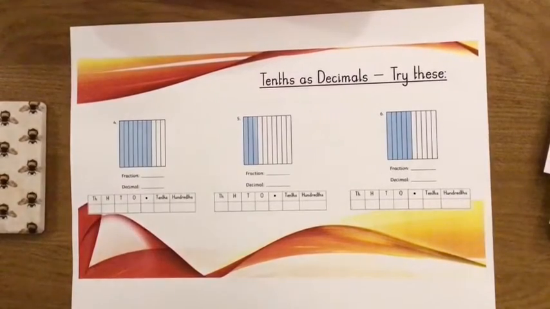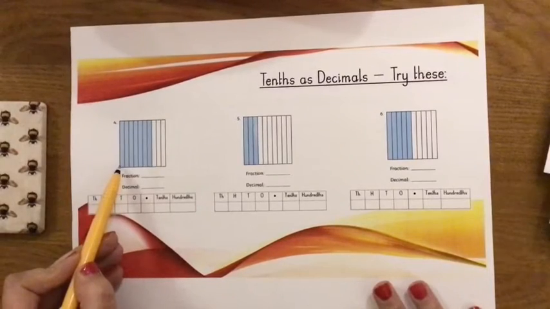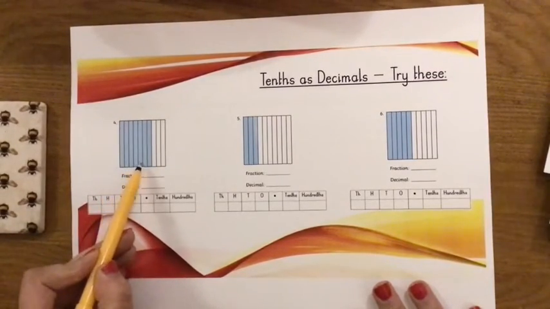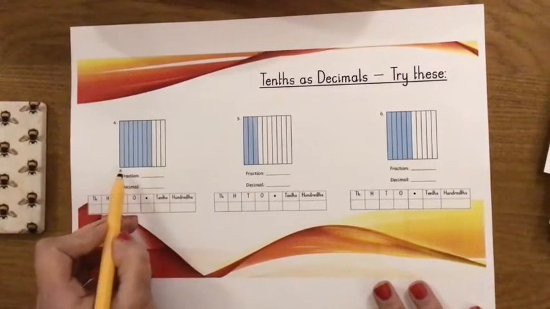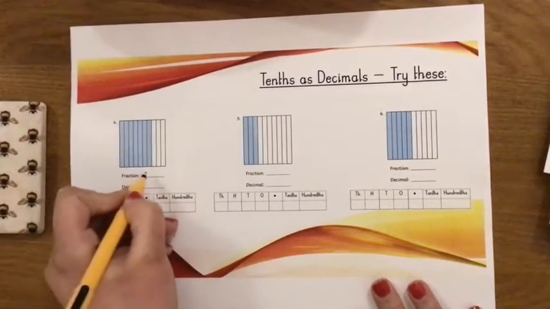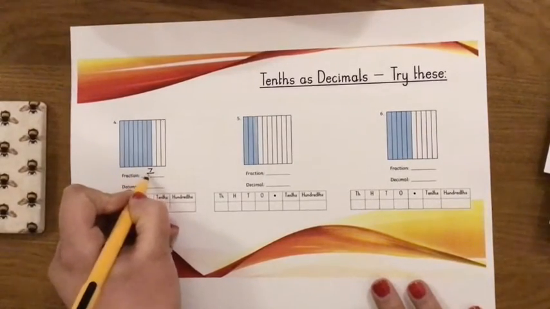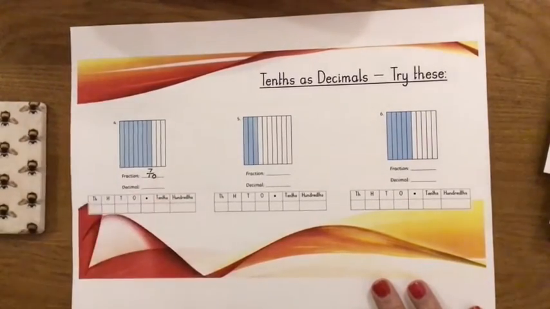Okay, you may wish to pause the video now and have a go at these. Let's see what you got then. Okay, so let's count how many I've got altogether. 1, 2, 3, 4, 5, 6, 7, 8, 9, 10. So I've got tenths. I can see that 7 of them are shaded blue. So the fraction you should have written is 7/10.